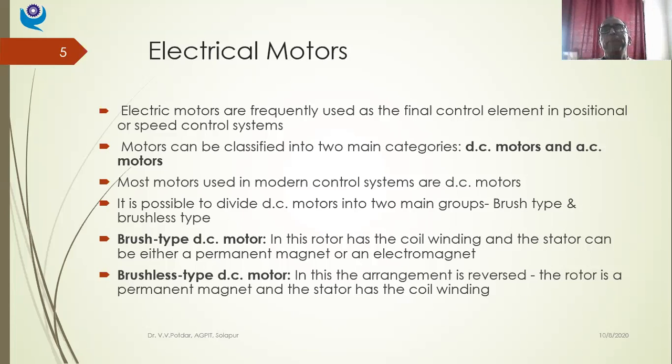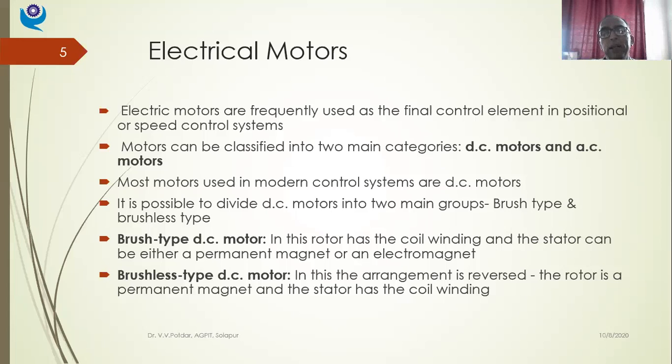In brush type DC motor, it has got the coil winding, and the stator can be either a permanent magnet or an electromagnet. We'll be studying this in detail in the coming lectures. So in the brush type DC motors, I'll be making use of a pair of brushes on the commutator. We'll be studying the constructional details of this brush type DC motor. Making use of brushes, I'll be giving input current to my armature or rotor. Any motor has got a rotor and a stator. Stator is a casing and the outer stationary winding. And I have got the armature, which has a winding on it, which is continuously rotating.